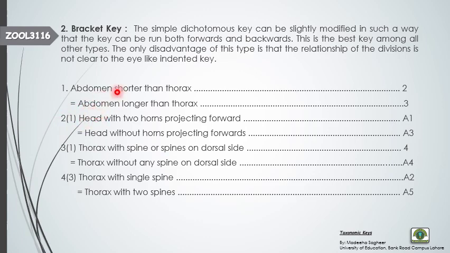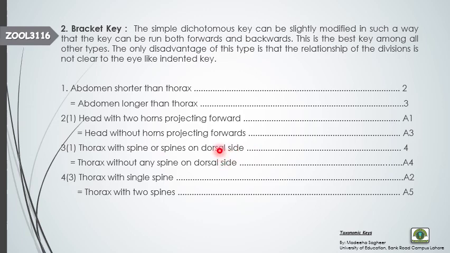Now take another assumption, that we have a specimen whose abdomen is longer than the thorax, right? So here this key is telling us that we need to go to couplet number 3. Here, thorax with spine or spines on the dorsal side. Now if our specimen has the abdomen longer than the thorax, then it would definitely have one of these 2 characters, either this one or this one.